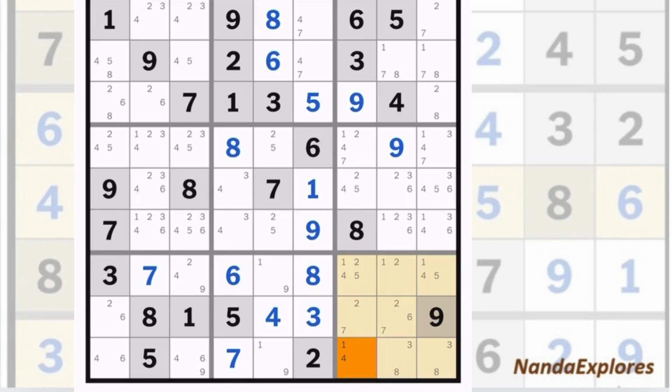So now what happens in this block, this is the only cell where 6 is present. So this becomes a cell where 6 is unique. So we remove 6 from the other cells in this row, and here also we remove 6, in which case this becomes a cell where 2 is unique. So we remove 2 from here.